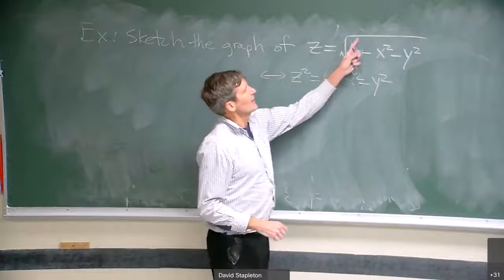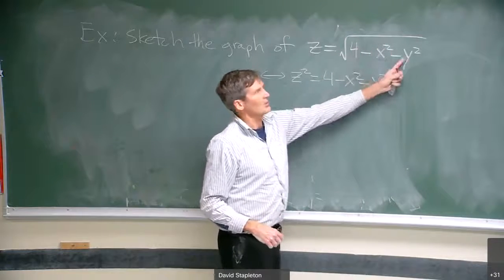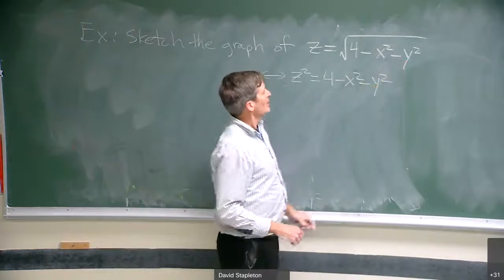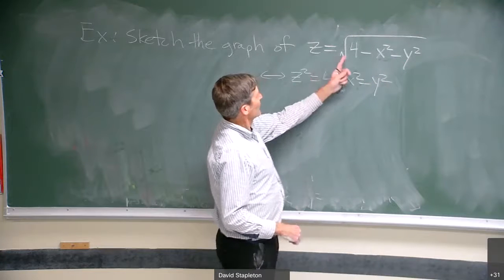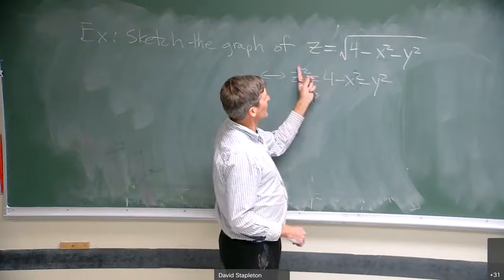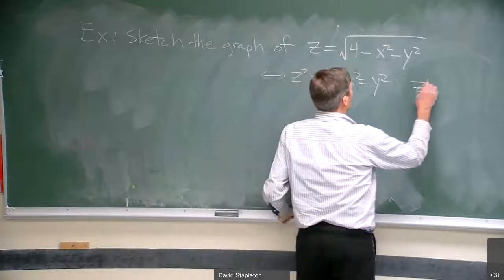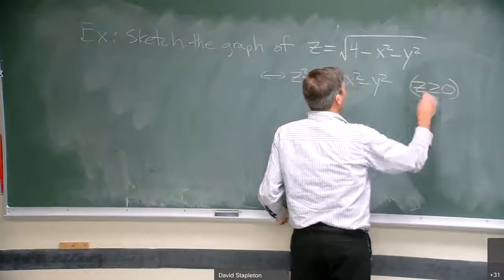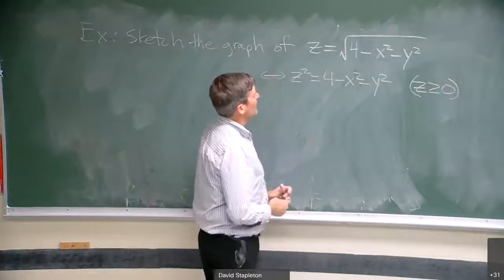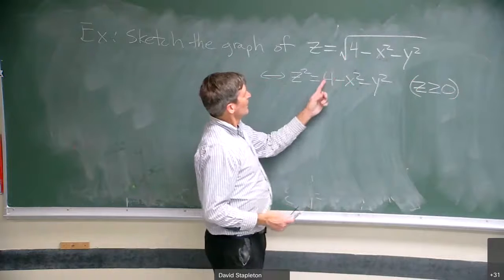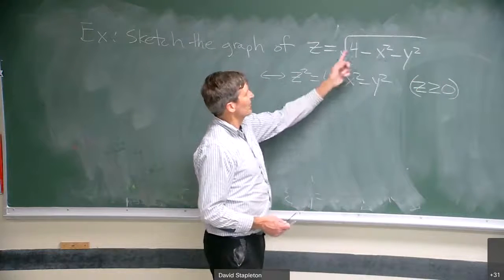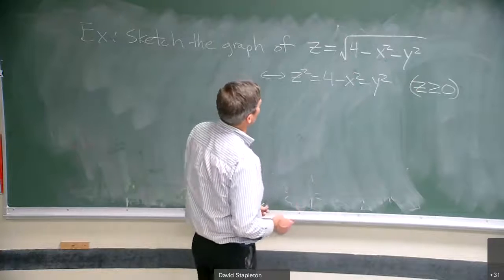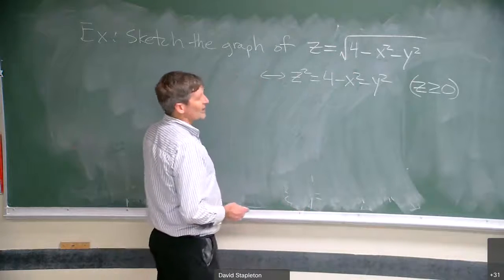This radical means the non-negative number that has this square, right? So first, I have to additionally restrict this to z greater than or equal to 0. Right? So now they're equivalent because this gives me the non-negative number whose square is this, just like this did. So that'll be equivalent. Now, how do I sketch that?